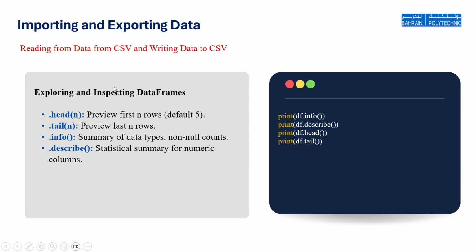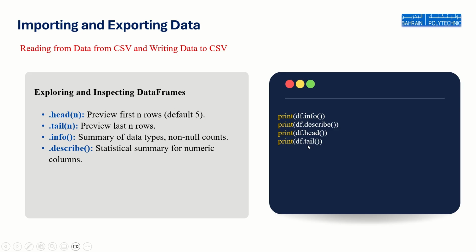After importing and reading the data from the CSV and writing to CSV, you can perform a lot of functions. The first one is info. Info is like your describe function. It will give you the complete information about your data set: the data types, the non-null counts, etc. All that information will be provided. And the describe function gives the statistical summary, meaning you will get the mean, median. The describe helps you understand the distribution of your data. I'll show you what it is with an example.